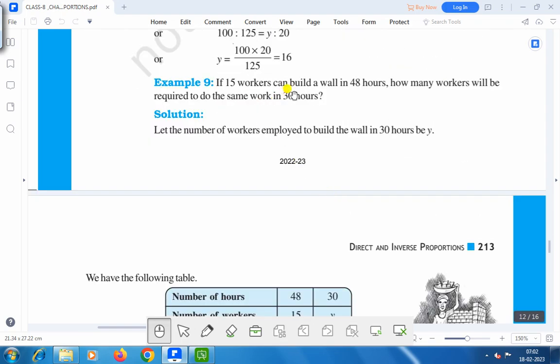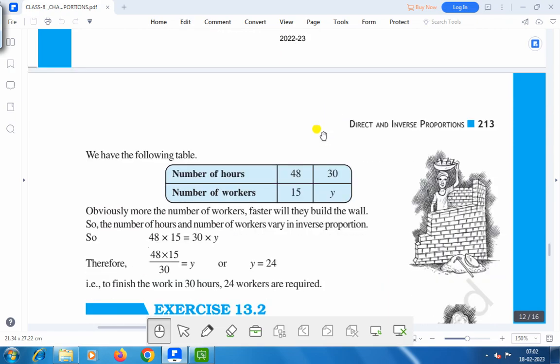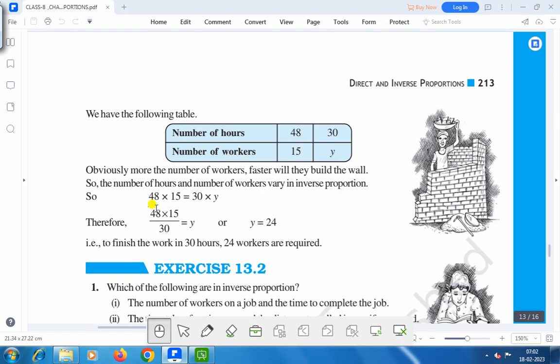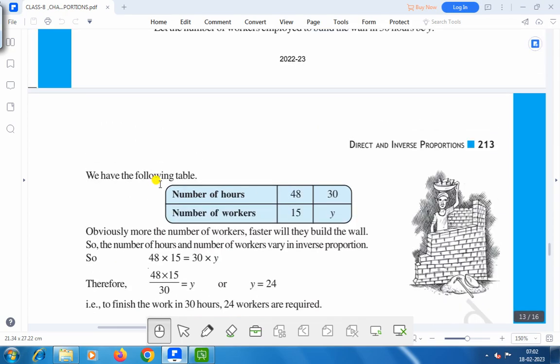If 15 workers can build a wall in 48 hours, how many workers will be required to do the same work in 30 hours? You see, number of hours 48, 30, number of workers 15, y. Why? They are in inverse proportion. Therefore, you can write 48 × 15 = 30 × y. So the value of y is 24. Therefore, to finish the work in 30 hours, 24 workers are required.